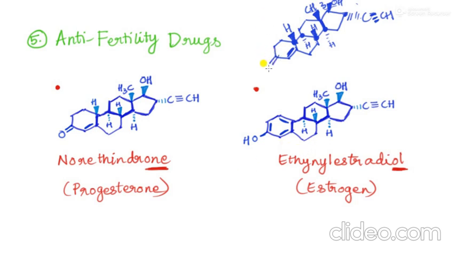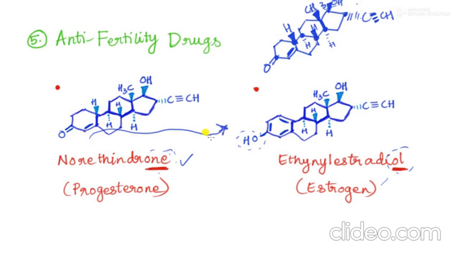If you attach doubly bonded oxygen like this to this carbon by replacing its hydrogens, then you'll get norethindrone. This "one" should give you an idea of oxygen being doubly bonded to this carbon. And here similarly ethynyl estradiol, which is estrogen, this "ol" should give you an idea of alcohol being like this. Okay, so this is the difference.